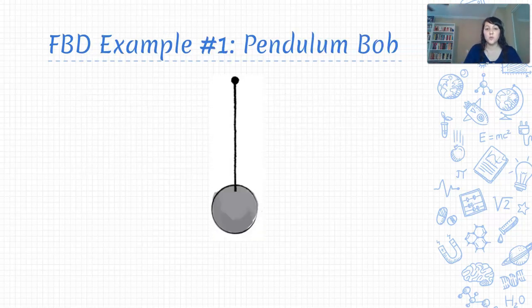Okay, so first one is if we've got a pendulum bob. I know this isn't actually a pendulum bob, but it's the closest I have right now. All right, so we have some mass hanging from a string. What are the forces that are acting on it?